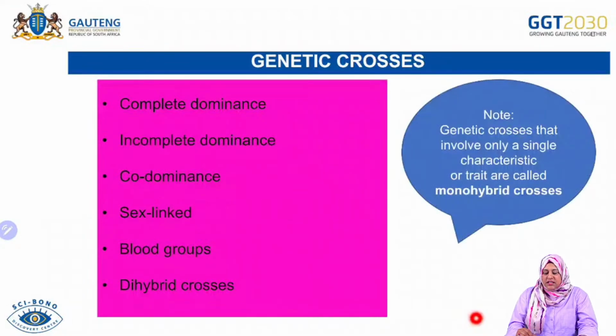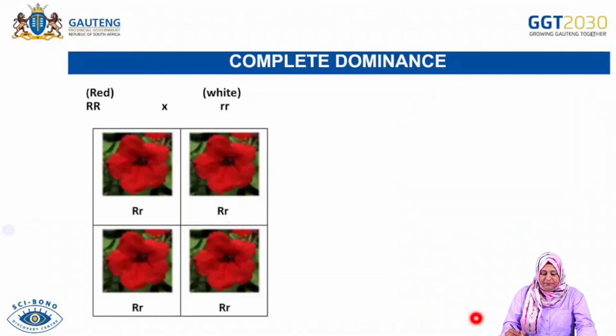Now, genetic crosses involving only a single characteristic are called a monohybrid cross, mono, single. You have complete dominance, incomplete, codominance, sex-linked, blood groups, and the dihybrid cross, which involves 2 characteristics. That's why the word di. Let's look at complete dominance, right?